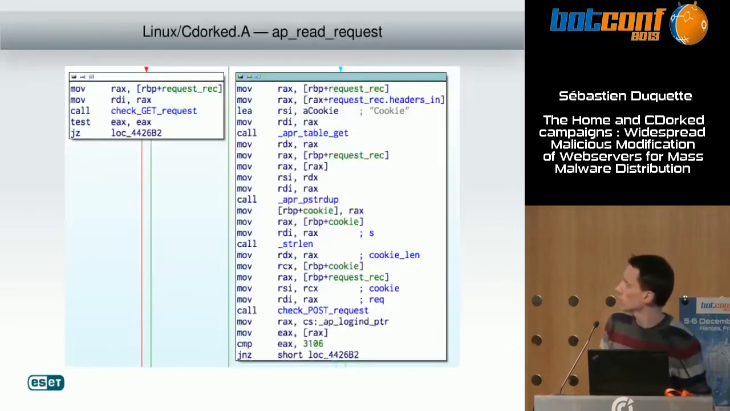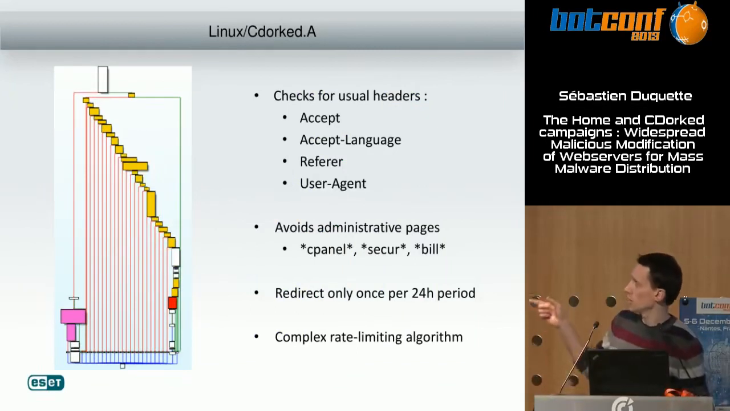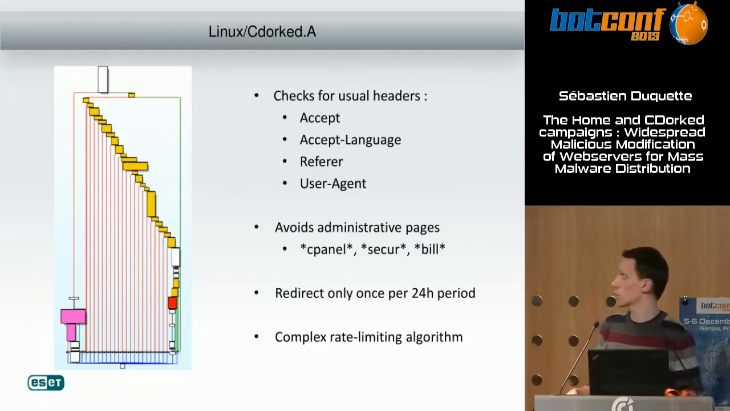So this is a screenshot for the Apache server, and you can see that they were adding checks for the GET and the POST requests. This is for every time a GET request would come in, those are the checks that they would do. Every single yellow box is a condition that they would check. They were checking a lot of things to decide whether they would redirect your request or not. They were, for example, checking for usual headers that you would expect from a browser, except language. If your request does not have it, they would not give you the redirection.